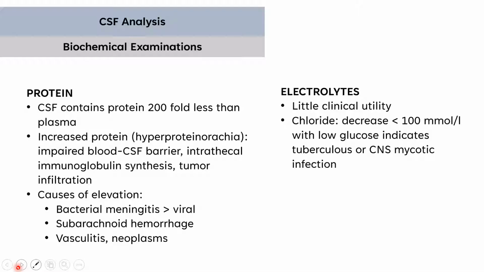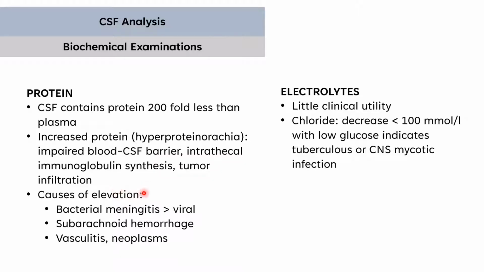When you compare the cerebrospinal fluid with plasma or serum, it should contain 200 times less protein than plasma. And when there's increased protein, we call that hyperproteinuria. Okay, that means increased protein inside the CSF. And this can indicate a lot of things, but it could mainly tell you that there might be an impaired or broken blood CSF barrier. There could be immunoglobulin or maybe tumor infiltration in the nervous system. There's many causes of elevation clinically.